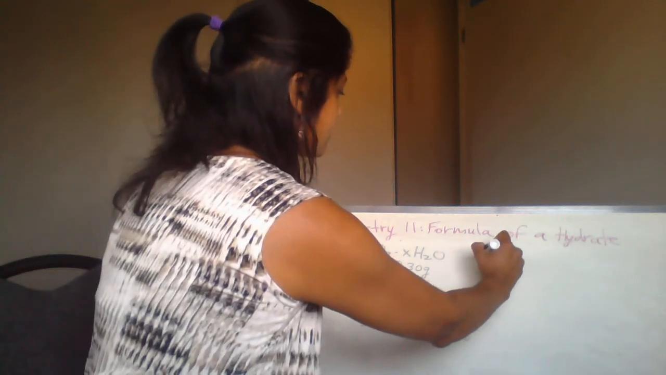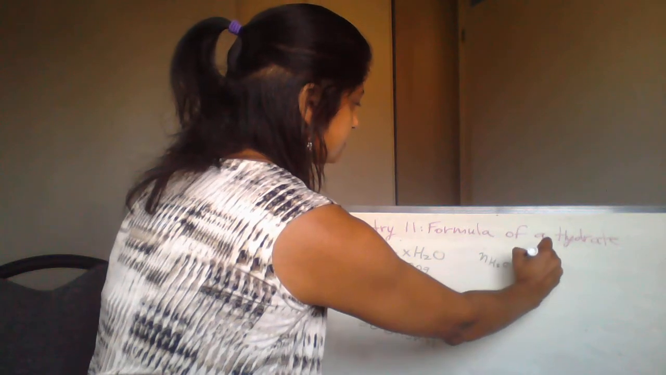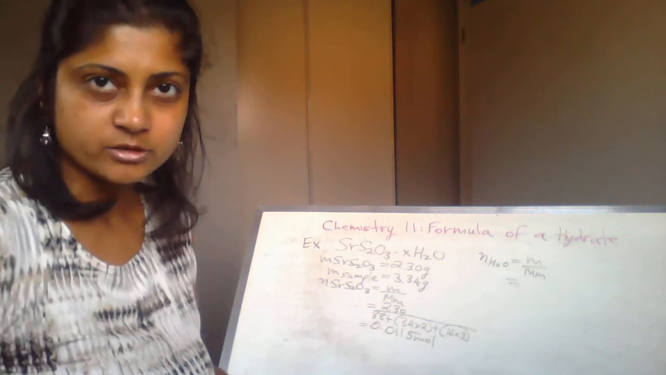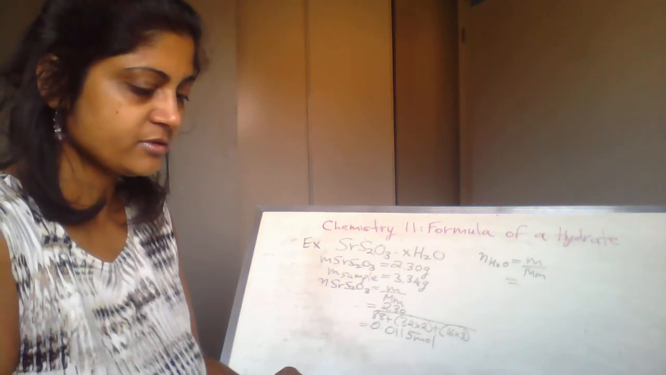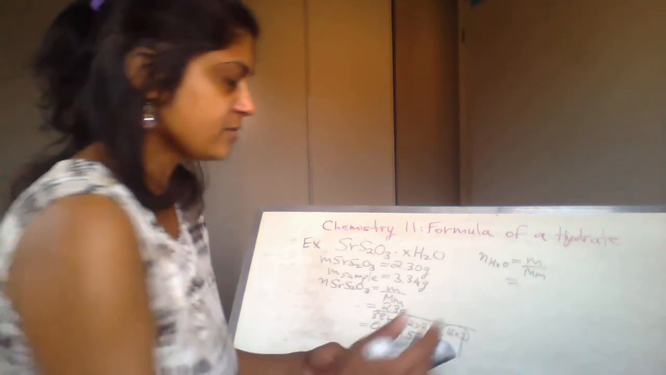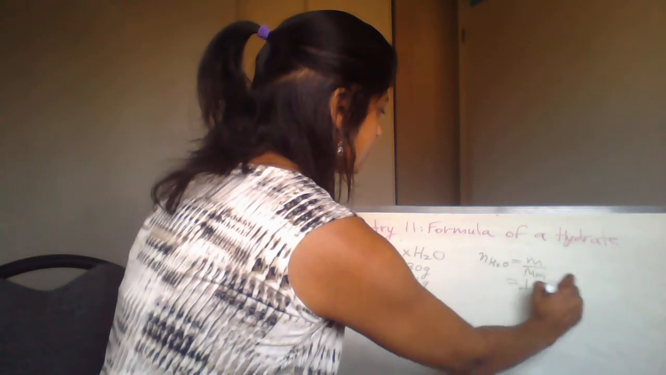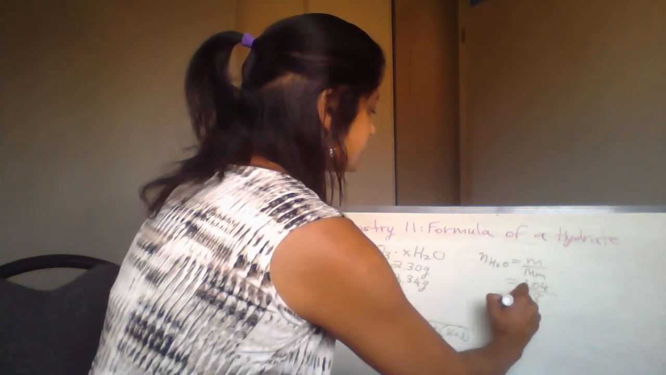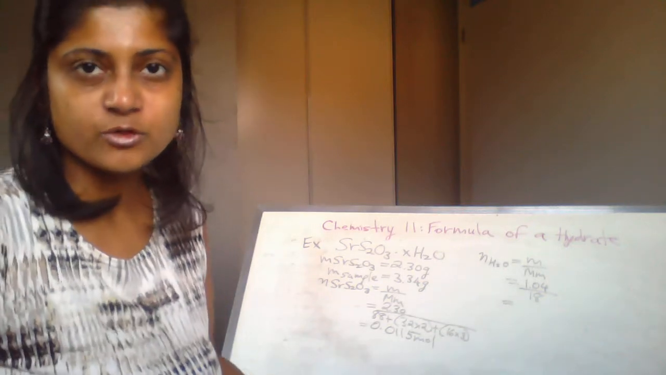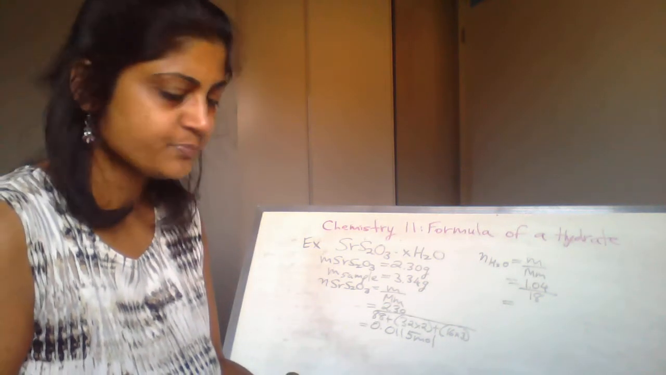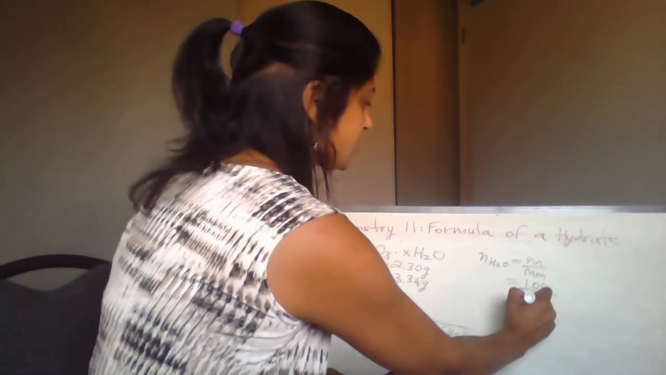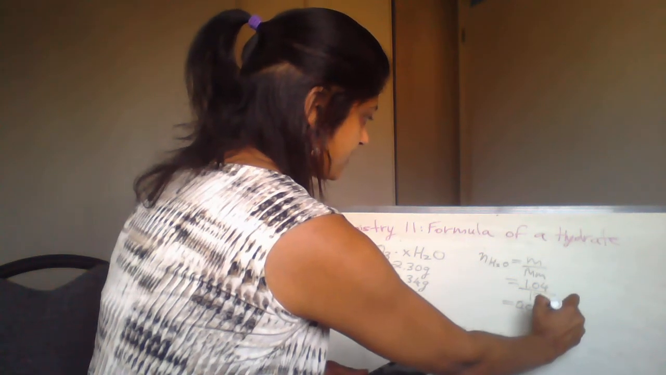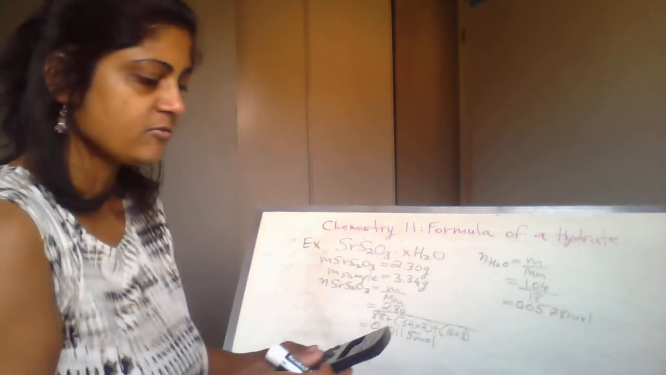Just like in the other question, we're going to do the moles of water again: the mass divided by the molar mass. When you're looking for the mass of water, you take the mass of the sample, so 3.34 minus 2.30, which is 1.04, and the molar mass for water is 18. You don't need to always show your work for the molar mass. Again, just check with your teacher, and some teachers are okay with it because water is a molecule that's used all the time. Let's put 0.0578 moles of water.